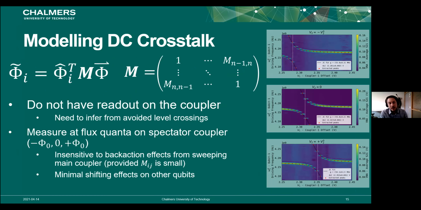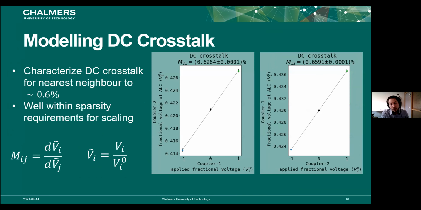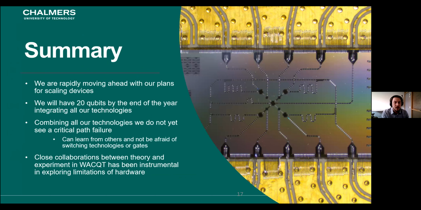Since we don't have readout on the couplers, we have to use some different techniques to be able to do that. So we use our avoided level crossings and measure the flux quanta on a spectator coupler at, say, the minus flux quanta, the zero, and the plus flux quanta. And so at these points, we're insensitive to back action if we have a very small mutual inductance between devices and minimal shifting effects on other qubits that we might want to start tuning up. And we've seen that with our architecture and our air bridges and everything else, we can get down to around 0.6% of crosstalk.